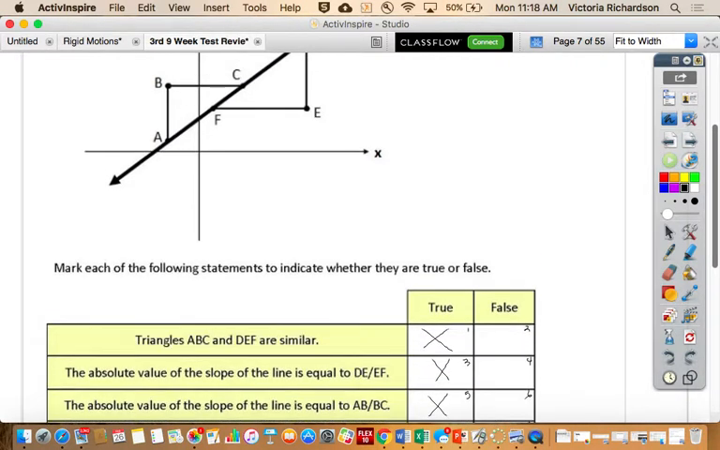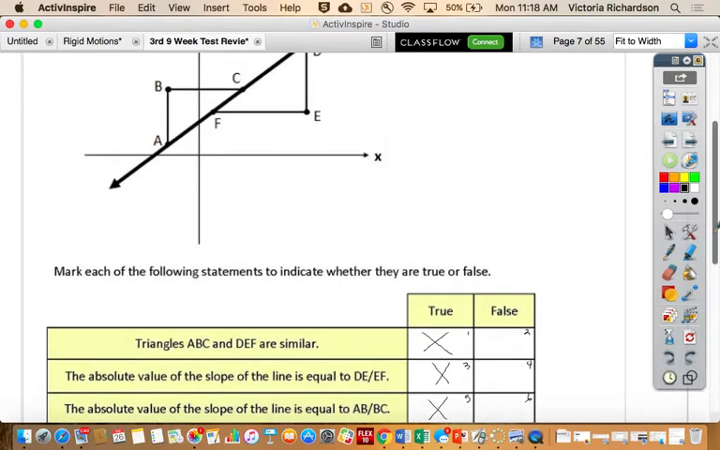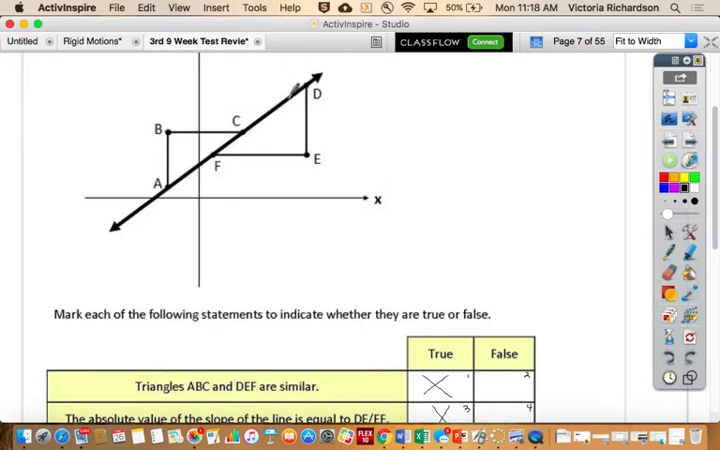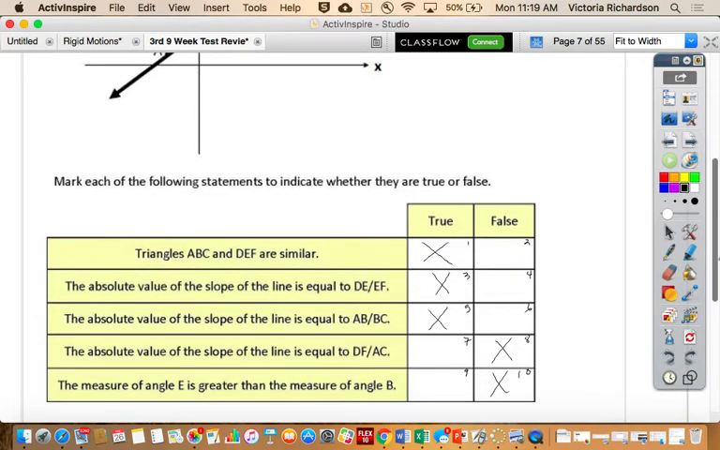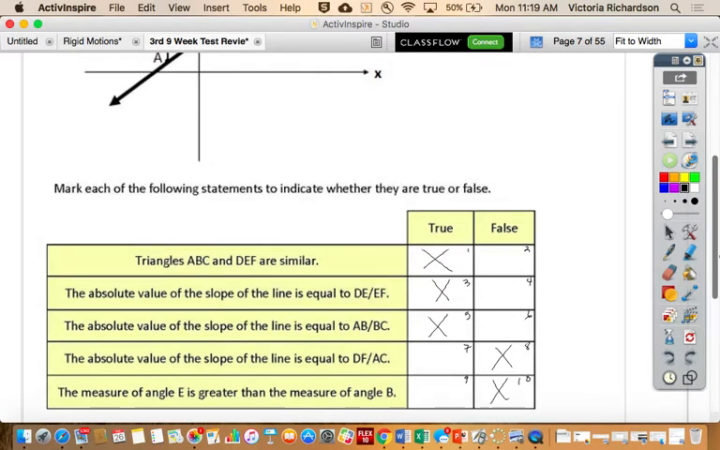The next one says the absolute value of the slope of the line is equal to DF divided by AC. So DF is right here. Is that a rise or a run? Is this a vertical line or a horizontal line? It's a diagonal, right? The only time we can get slope is rise divided by run. So DF is a diagonal, so that doesn't work. So that's why that's false.